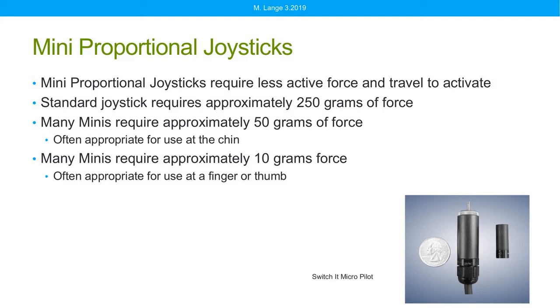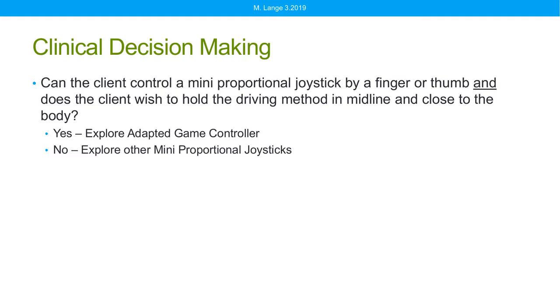Now, these can be used in multiple locations, but mini proportional joysticks are most frequently used at a finger or at the chin. The minis that require about 50 grams of force are more commonly used at the chin because we've got more leverage. We're moving our whole head. And these extremely sensitive little joysticks that require about 10 grams of force are more commonly used at a finger or thumb.